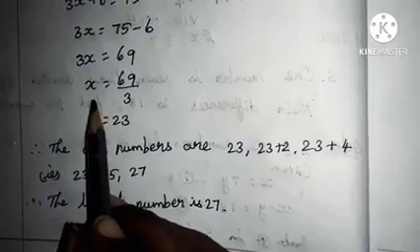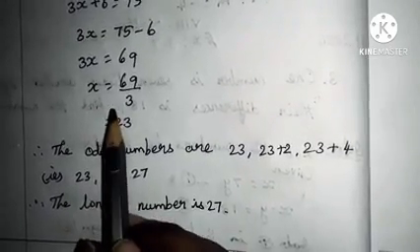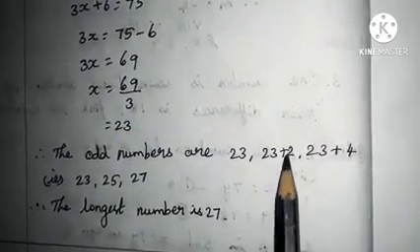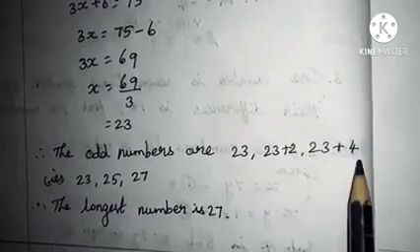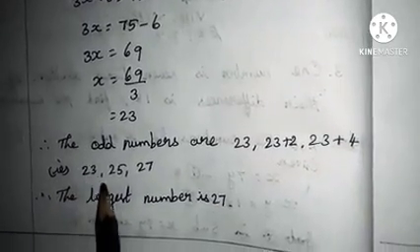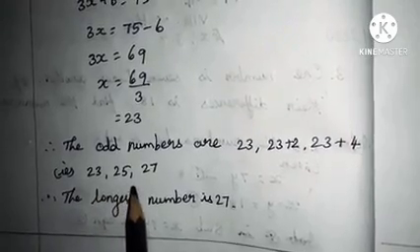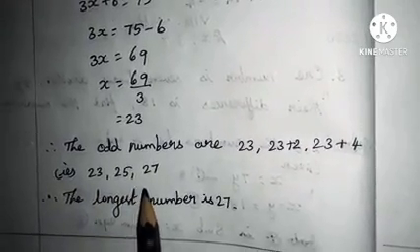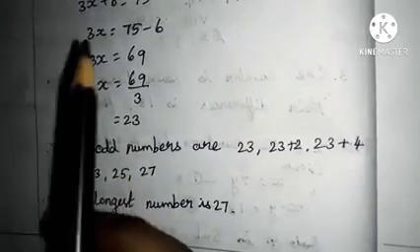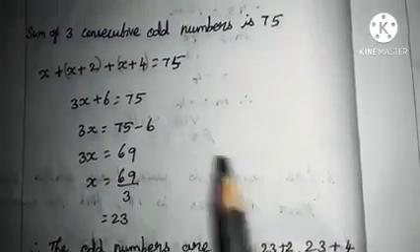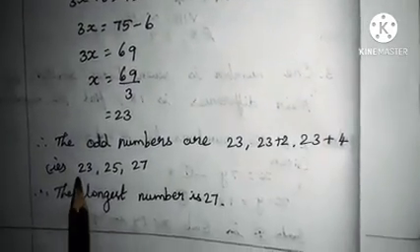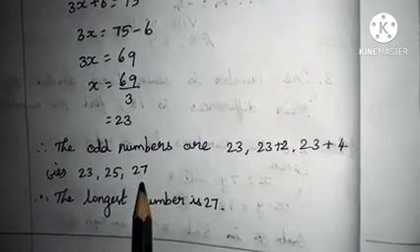This is the first odd number. And the next two odd numbers will be 23 plus 2 and 23 plus 4. It gives us 23, 25 and 27. These are the three consecutive odd numbers whose sum is 75. And the next part is to find which is the longest among them. From these three, 27 is the longest number.